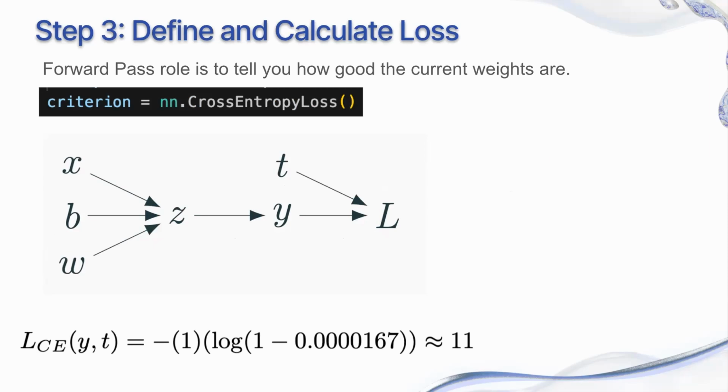And then for our last step during the forward pass, we would define some metric, our loss function. In code, it will look like writing criterion equals cross entropy loss. And we find that the cross entropy loss, when you calculate it, is around 11.